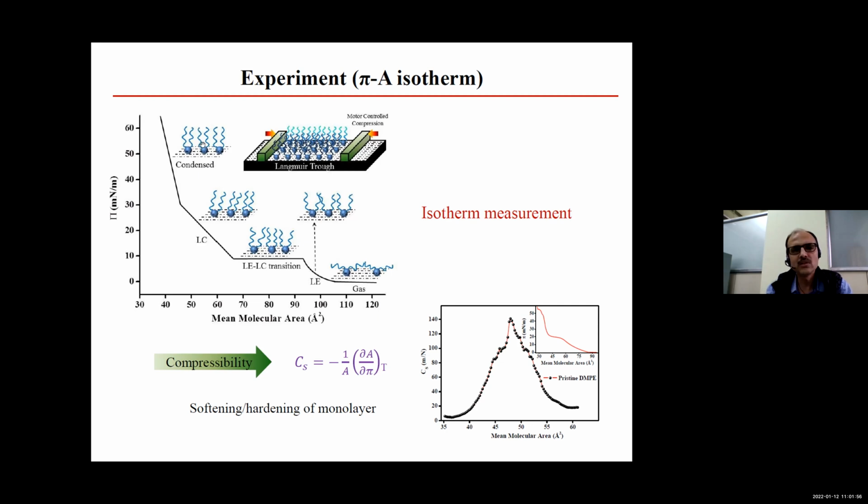Generally, we deposit the film at this phase so that we can maintain this kind of structure on the solid substrate or the polymer cushion substrate. And also you can calculate the compressibility from this monolayer isotherm. We call it isotherm because it's a pi-A, a two-dimensional thing. And we can calculate the compressibility from this. So suppose this is my isotherm, and then we can differentiate using this formula and calculate the compressibility of the monolayer, which gives you how soft or hard this monolayer is.